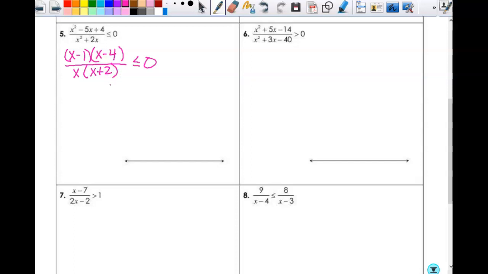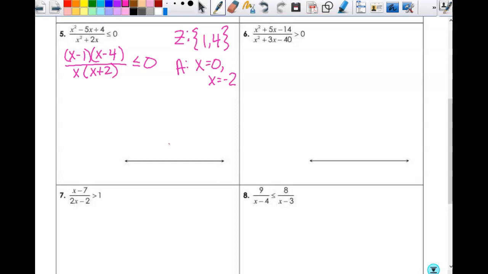So then there's two things that I'm finding here. I have to find my zeros. Those come from the numerator. They are 1 and 4. I have to find my asymptotes. Those come from the denominator because you don't get to divide by 0. So if they're made zero, that's where your asymptotes are. So the first one is x equals 0. And the second one is x equals negative 2. And it's written that way because those are equations of vertical lines.